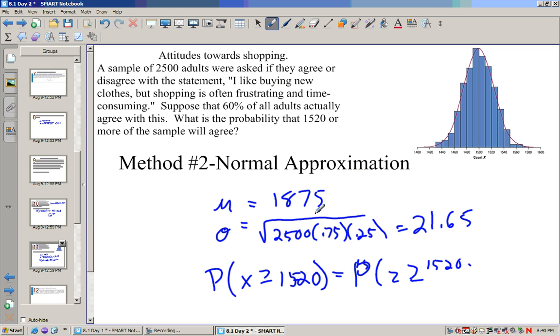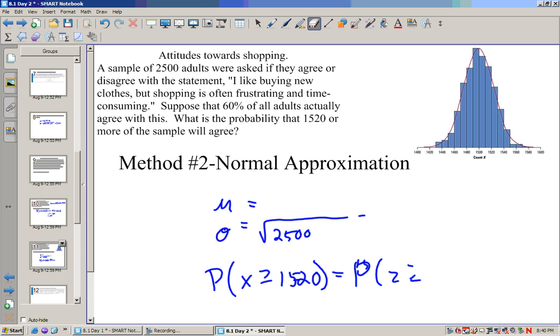Oh, I knew my mean was wrong. I just typed in the wrong number into my calculator. For some reason, I'm thinking it's 0.75 when it's 0.6. I apologize. Let's go back through this. So this would be 1500, and this would be times 0.6 times 0.4. All right, take 2. 2,500 times 0.6 times 0.4.